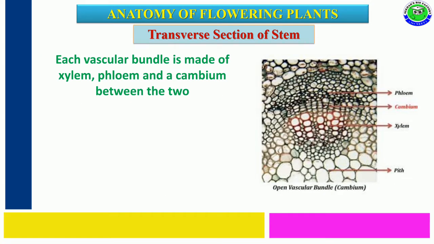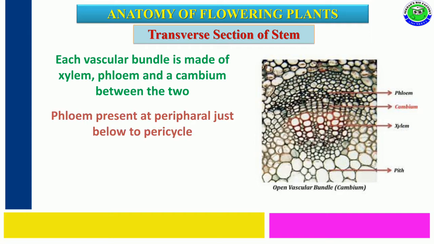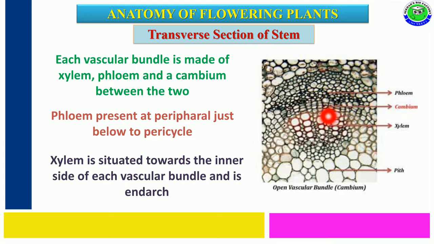Each vascular bundle consists of xylem tissue and phloem tissue. In between these two, a well-developed cambium is present. That's why this vascular bundle is referred to as open type. The phloem is present peripherally, just below the pericycle, and the xylem is situated towards the inner side of the vascular bundle, in the endarch condition.